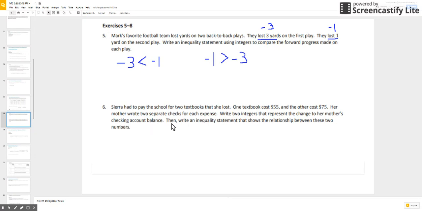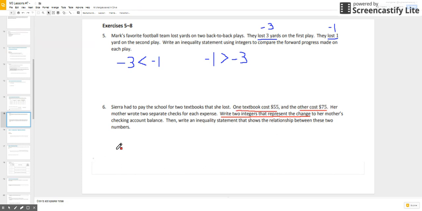so we're first going to write 2 integers based on the numbers. It says then write an inequality statement that shows a relationship between the 2 numbers. So first we have to write, it says right here, 2 integers that represent the change. So we have 2 things here. She had one cost for $55 and the other cost for $75. So first we need to write the integers.